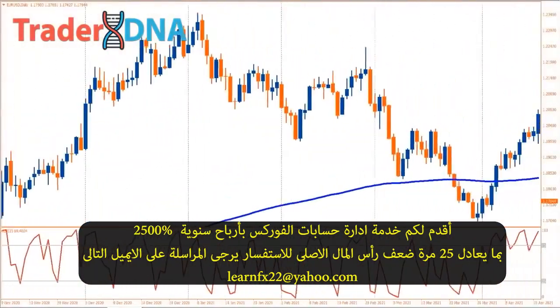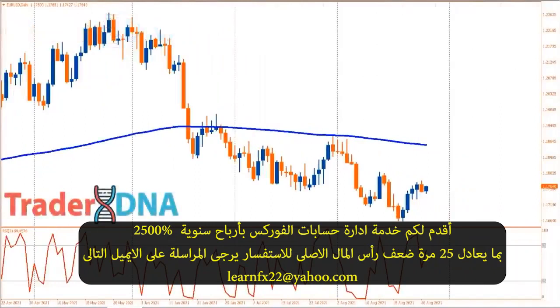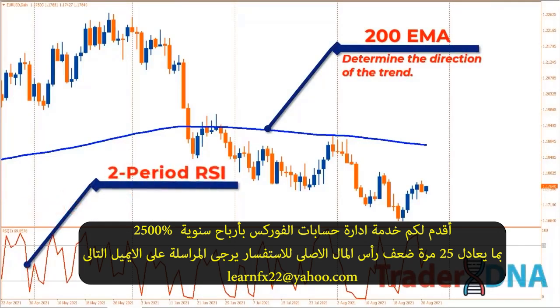This strategy uses two technical indicators. First, the 200-day exponential moving average or EMA, used to determine the direction of the trend. Second, the 2-period RSI, used to determine when the pullback is overbought or oversold. Your chart should look something similar to this chart. I've included a template with the system that you can simply upload to your chart, and it will automatically plot all these indicators perfectly on your charts, so there's nothing for you to worry about.